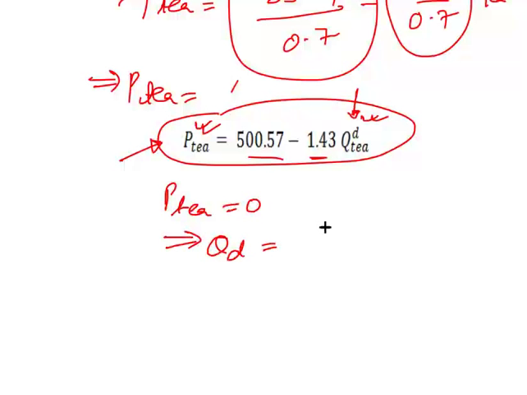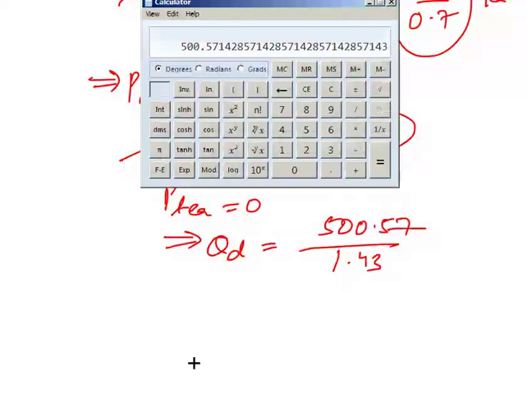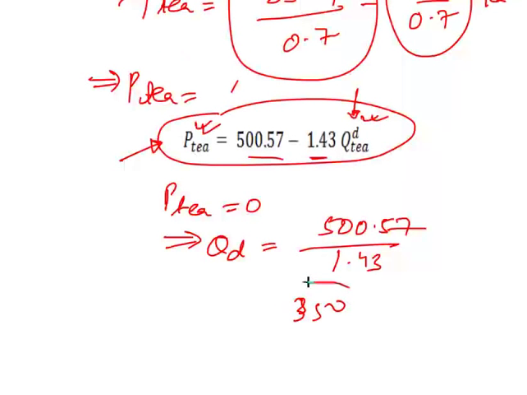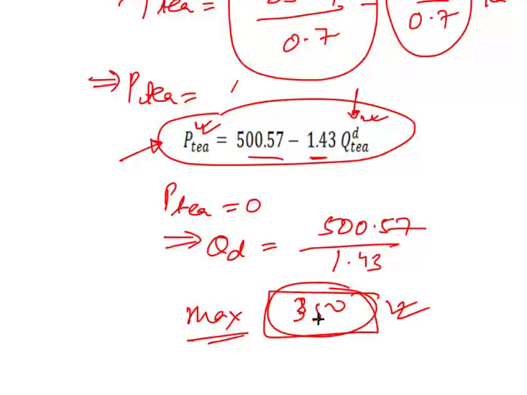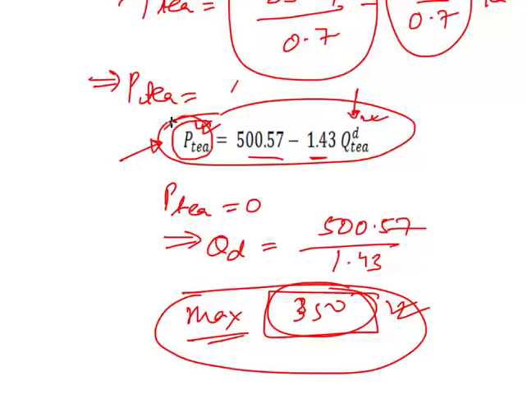The quantity that you demand is 500.57 divided by 1.53. So in this case it will become 500.57 divided by 1.43, which comes as 350.04. Right? So this is the maximum quantity that you are going to demand. If the quantity is more than this, it cannot happen because the price of the tea will become negative.